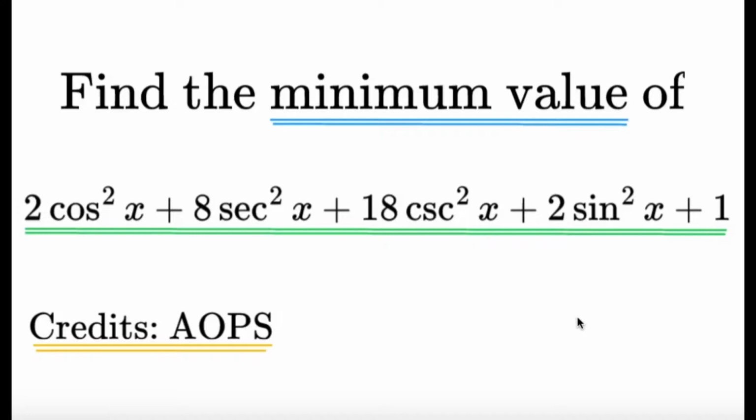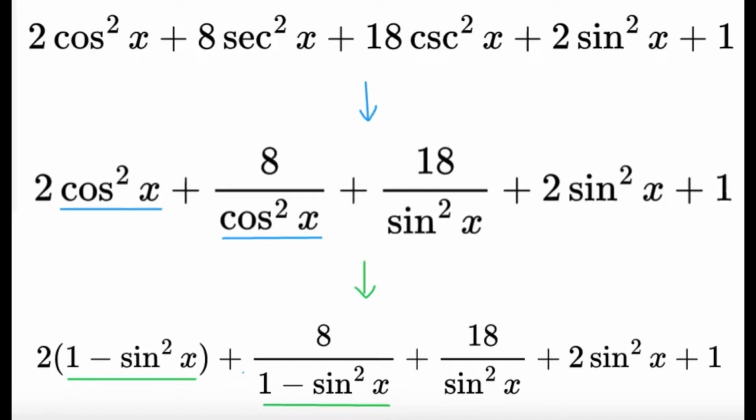Now, my approach to this problem, whenever I see a lot of cosines, secants, cosecants, is to try to make it into one trigonometric function because it's easier to work with. Technically, I'm only dealing with a single variable, as in a polynomial expression. So let's try to do that.